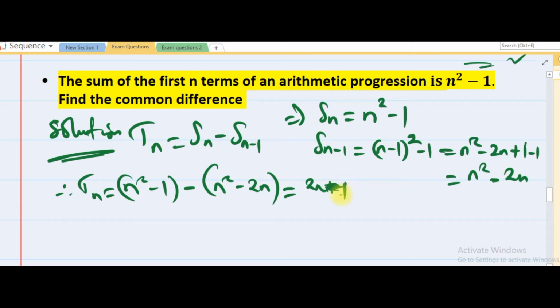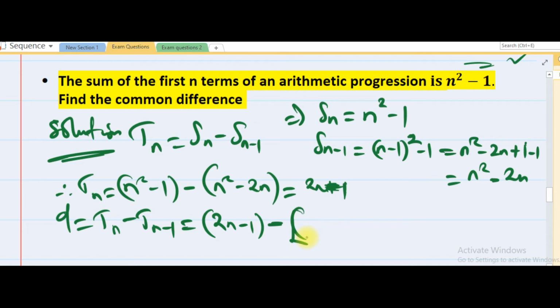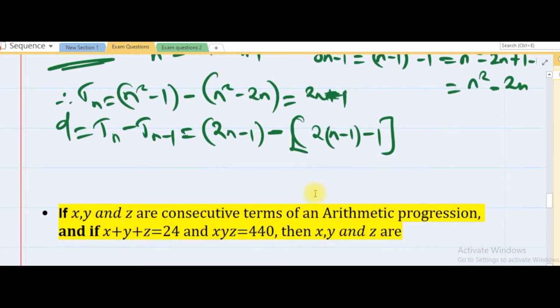2n minus 1. But we are not asked to find the nth term, we are asked to find the common difference. Do you remember that the common difference is the nth term minus the (n minus 1)th term? So I will now have 2n minus 1 minus the (n minus 1)th term. This is the nth term, which is 2n minus 1. So for the (n minus 1)th term, wherever I see n, call it n minus 1. So that's how we got this.